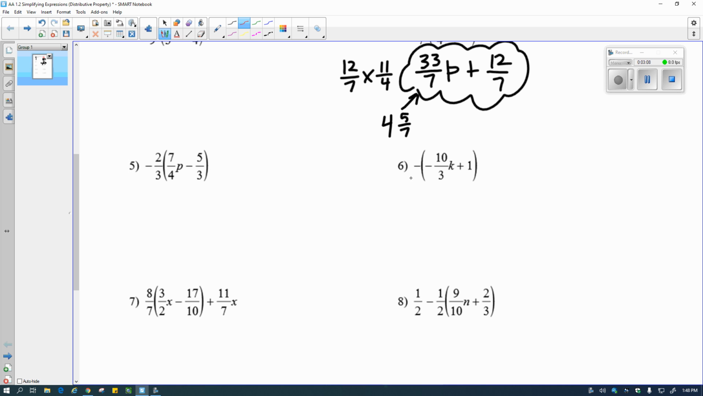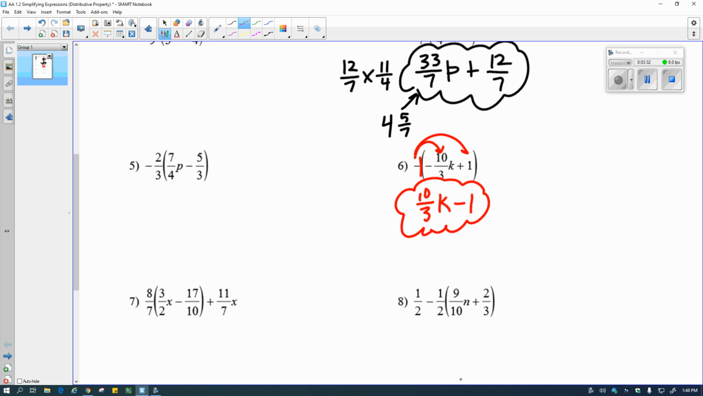Remember, if you don't see a number there, we assume that's a 1, so this is -1 times both of these, and all that's going to do is change the sign. It's going to change the -10/3 to a +10/3, and the +1 to a -1. Okay, so that's a not so bad one, pretty easy. I didn't even have to plug anything in my calculator.